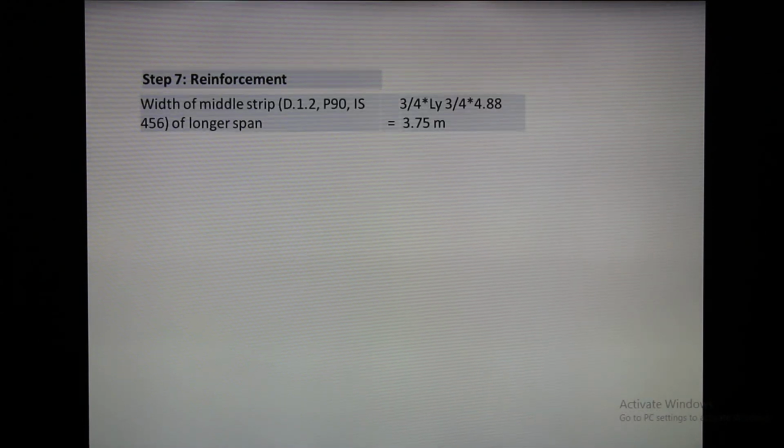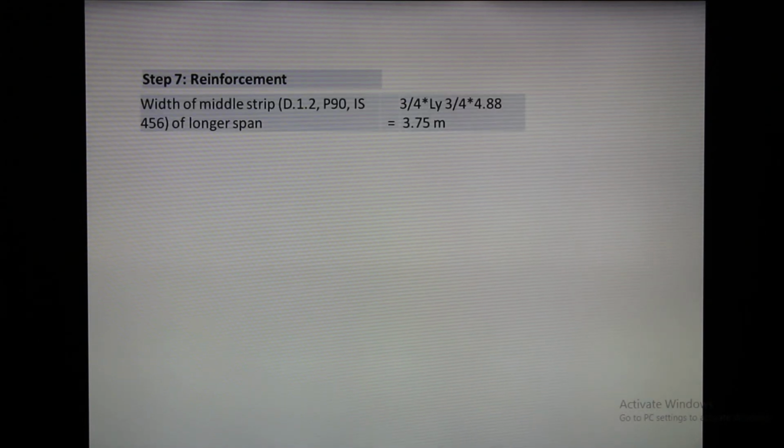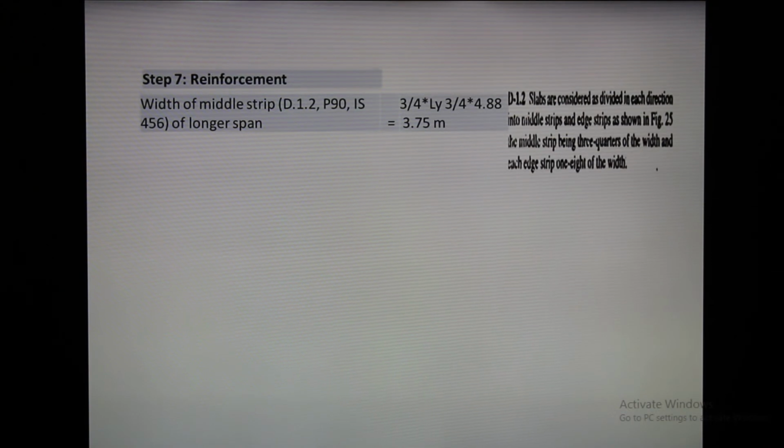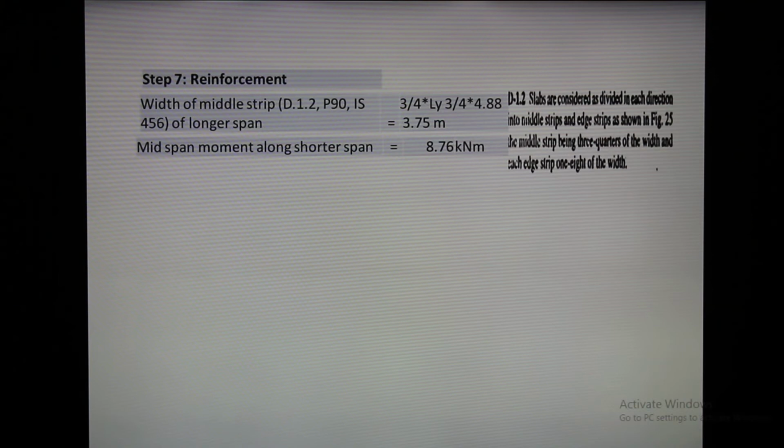Reinforcement. Width of middle strip, that is 3/4 of Ly, and width of middle strip in the longer direction 3/4 of 4.88. So like that we have to calculate the strips; in a two-way slab it is divided into segments: edge strip, middle strip, like that. Now we have arrived at the middle strip. Edge strip also we can calculate, but that is not required for our calculations now. Mid-span moment along shorter span: 8.76 kNm, already we have calculated.